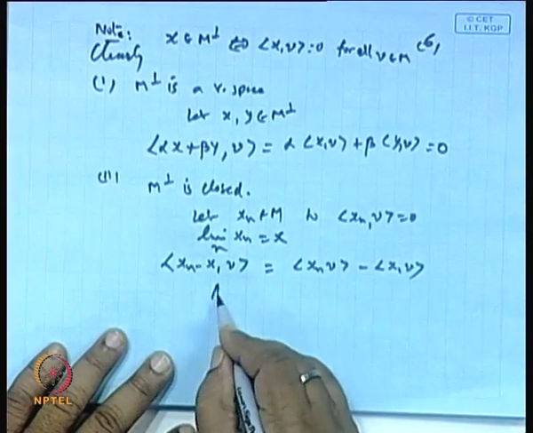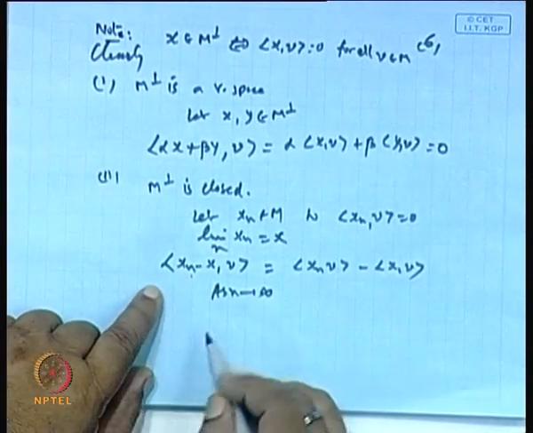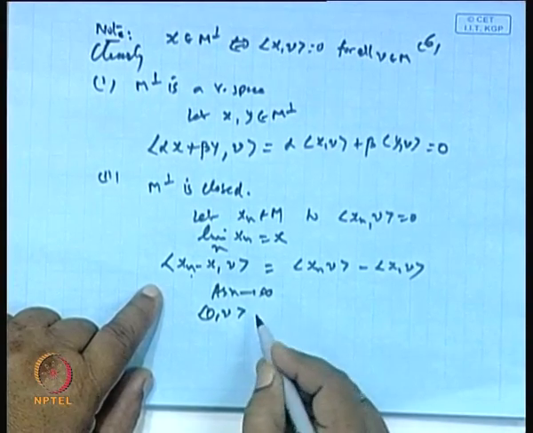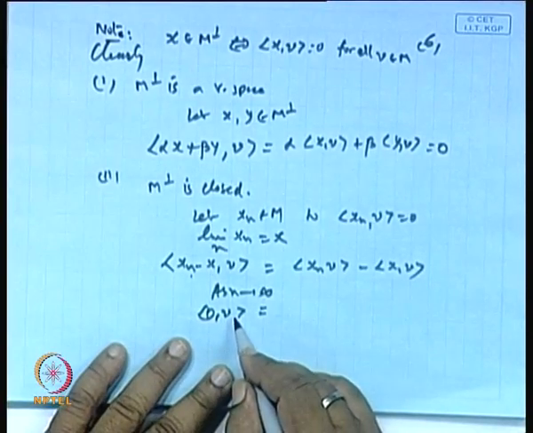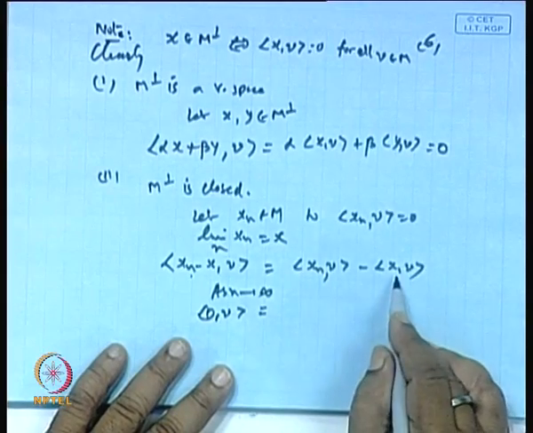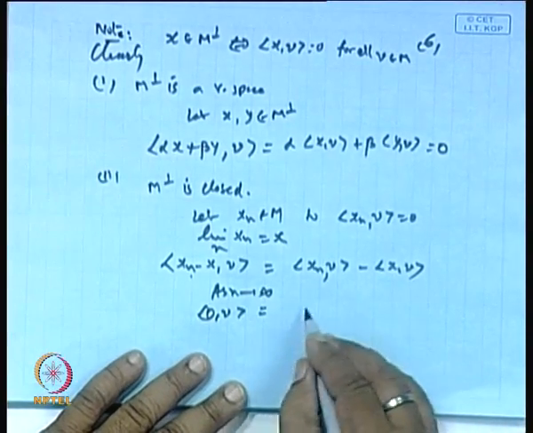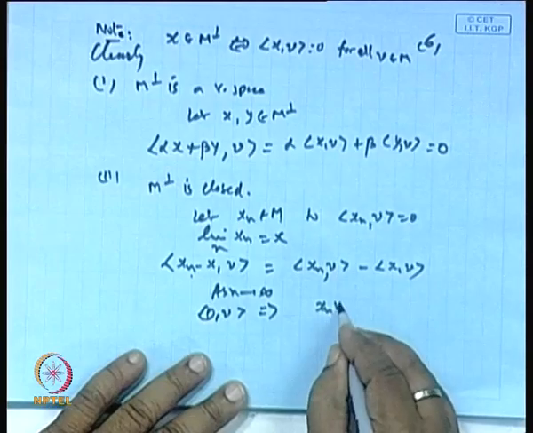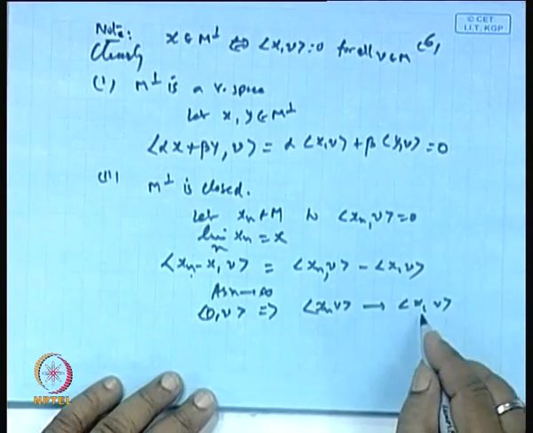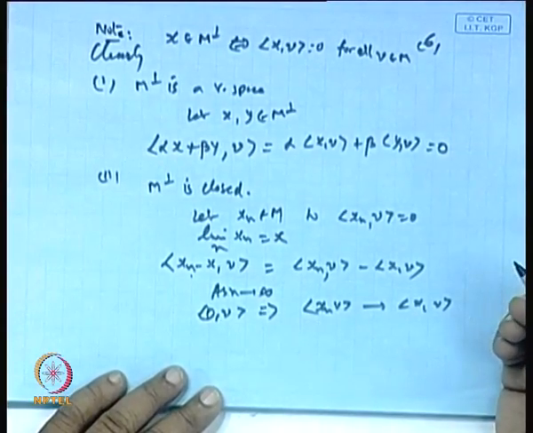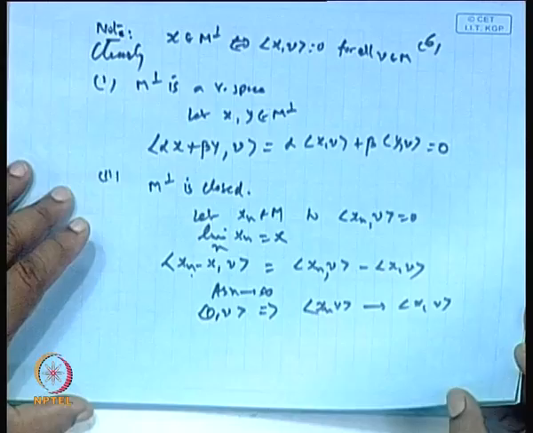Now, take the limit as n tends to infinity. Since the inner product is a continuous function, the left hand side will give 0. Clear? So, the inner product of x n minus x and v goes to 0, which implies that the inner product of x n and v goes to the inner product of x and v. So, x must be a point in M perpendicular. That will give the closedness. Is it clear or not?